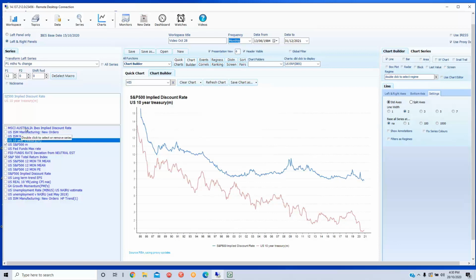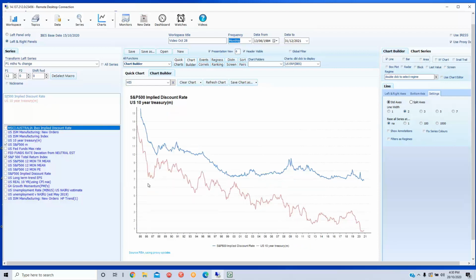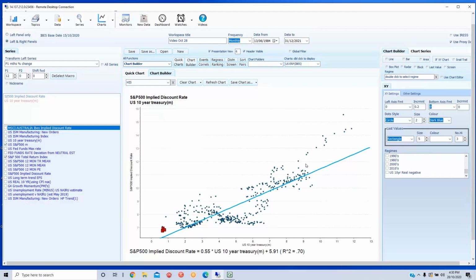We might just add the Australian implied discount rate onto this chart while we're here, and you can see a very similar pattern, albeit slightly higher. So if we look at this in terms of an XY chart, you can see the tight relationship, with the 10-year bond on the bottom axis and the discount rate on the Y-axis.